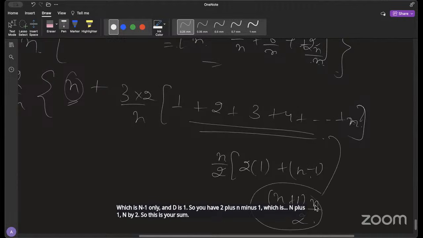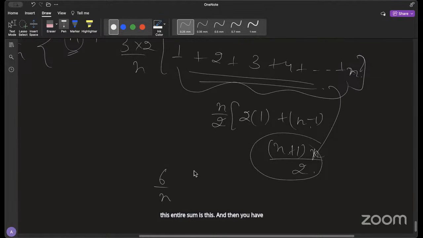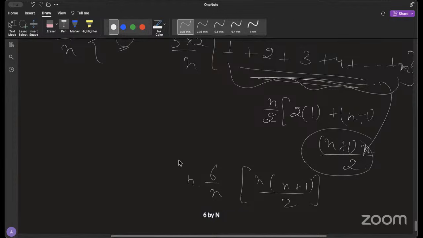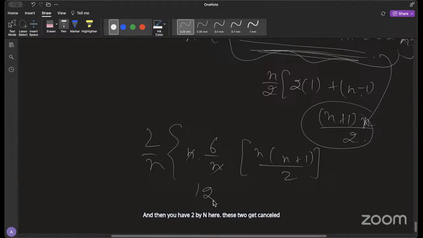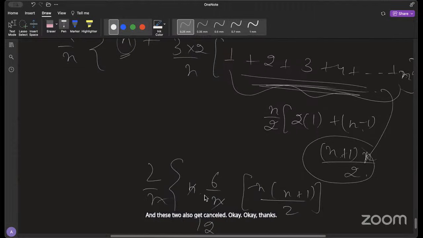So this entire sum is this. And then you have 6 by n. So you have 6 by n, n plus 1 by 2 for this sum. 6 by n from here and n from here. And then you have 2 by n here. These two get cancelled. You'll have 12 by n. No, ma'am, there is a plus between that. Okay, thanks. We have a plus here. Otherwise, this would be infinity. That's what I was thinking.